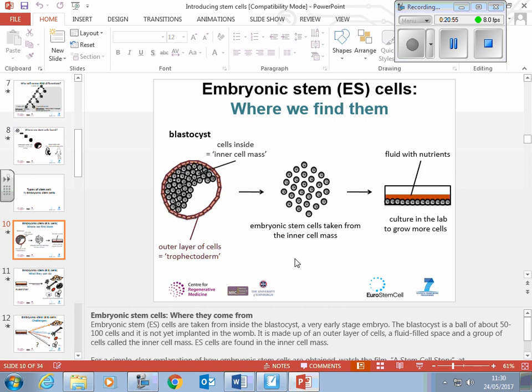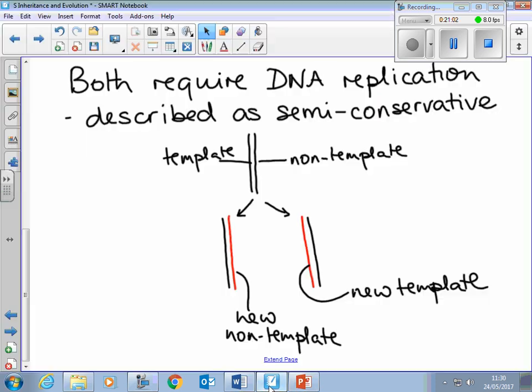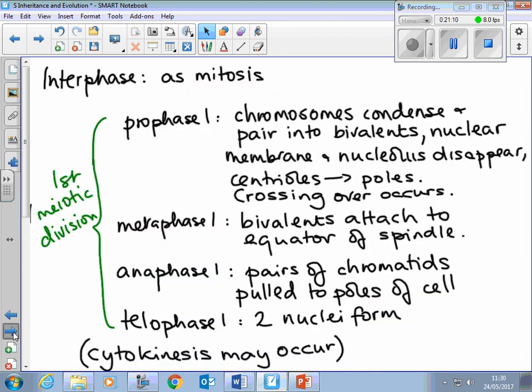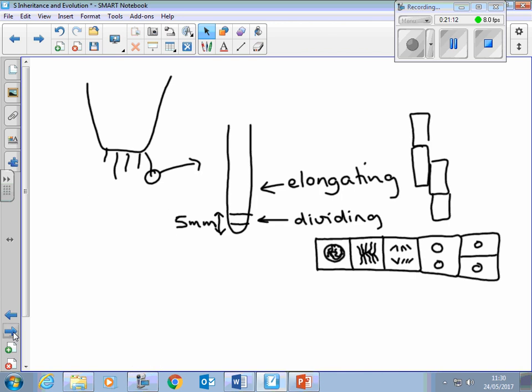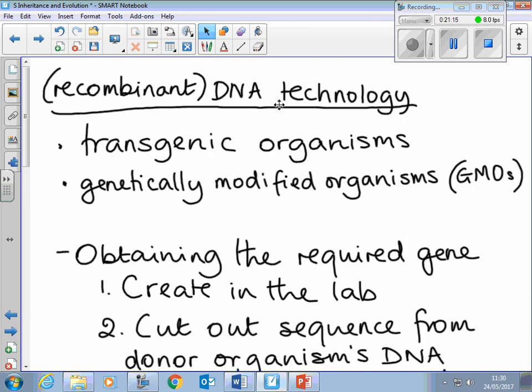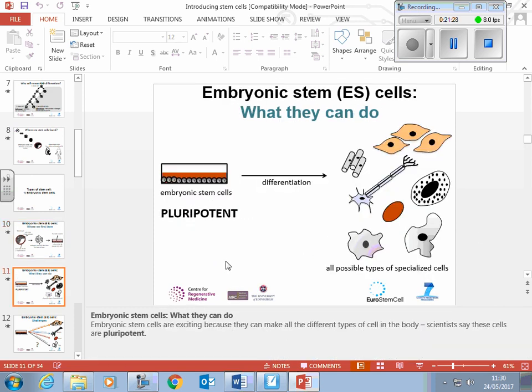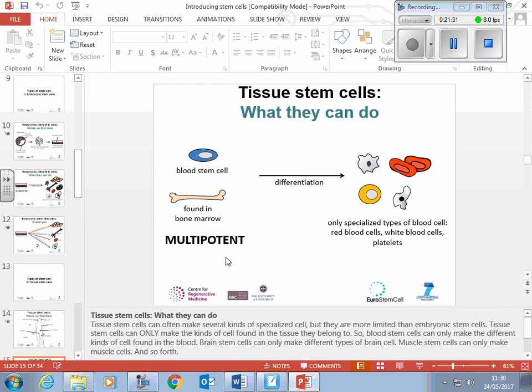It's only the first few divisions where you get the totipotent ones, and I don't think I wrote any notes on here, did I either? Let's have a look. Doesn't look like it. Looks like it went straight onto the DNA technology. All right, is it in there somewhere? Oh, right, in the stem cell jargon bit at the end.